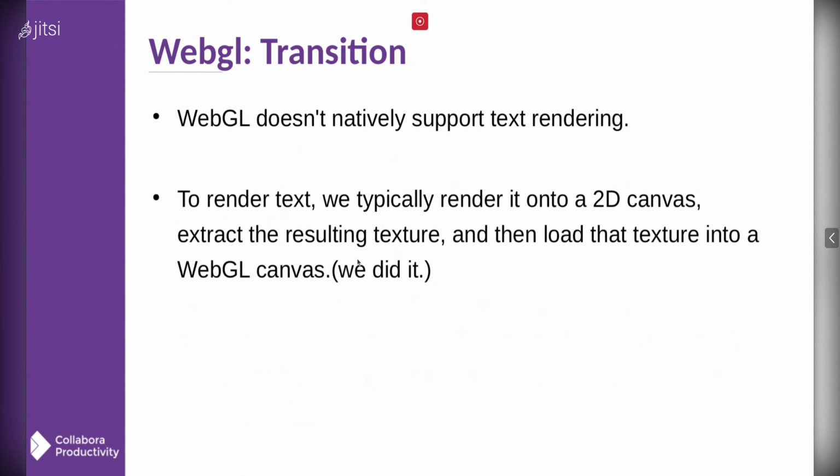That's the transition effect. WebGL doesn't support native text rendering. To render text, like in our case, we typically use an off-screen 2D canvas, render the text there, and then extract a texture out of that off-screen canvas. And we combine those layers into the WebGL canvas. That's how we render the text, and that's how you see the text here.